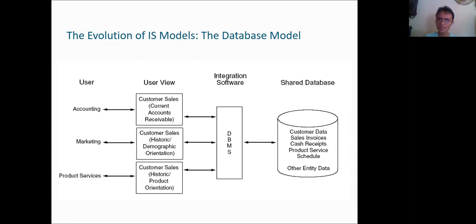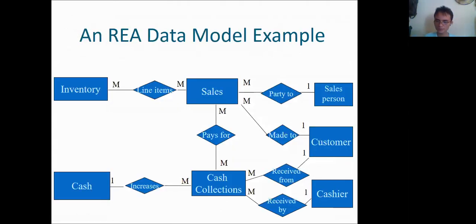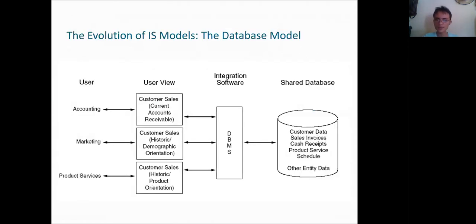So in a database model, there are different users and different views, but they're integrated, combined into a software, which is the database management system or DBMS. And that's why the database is shared. All of these views, information, profiles, or data would be combined in the shared database. Now, that's the advantage. So traditional versus database.